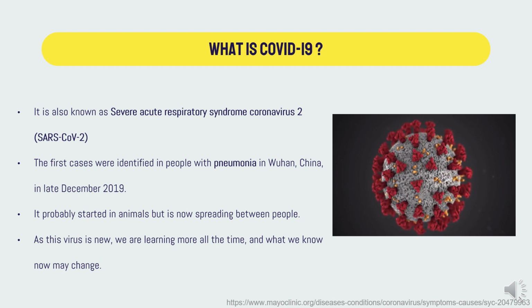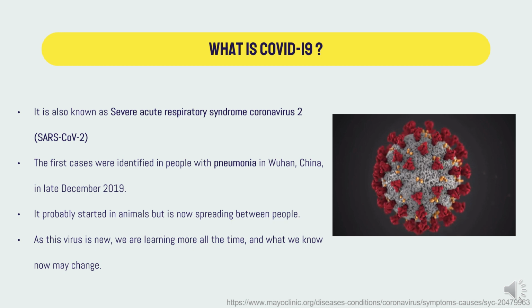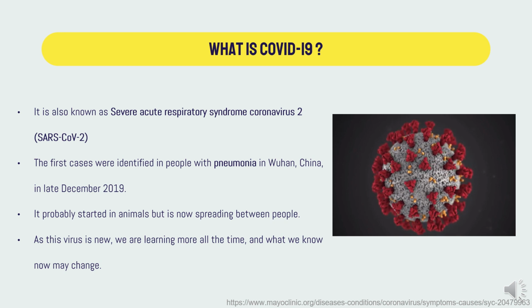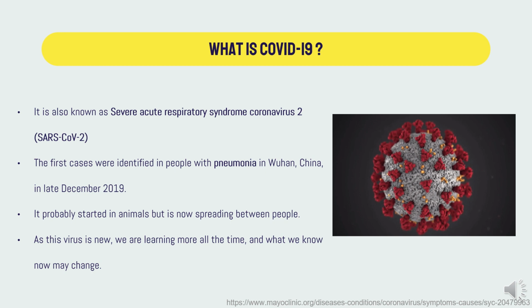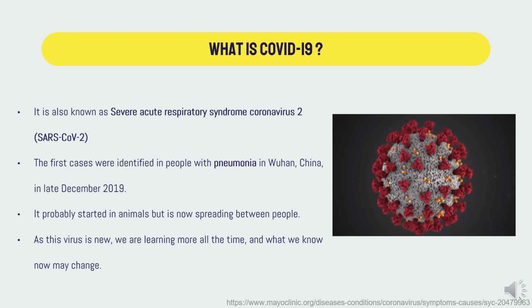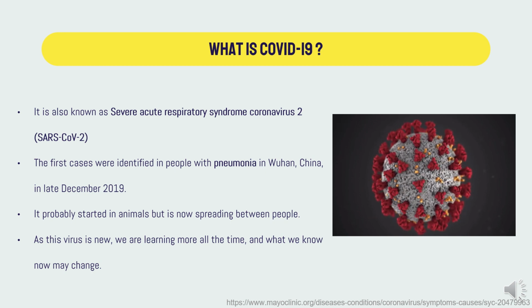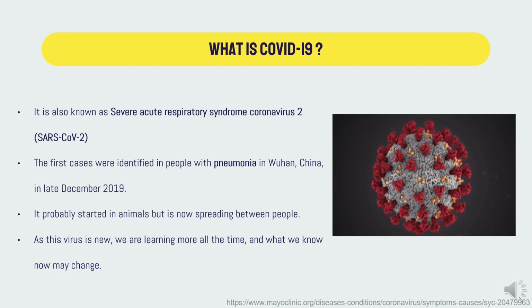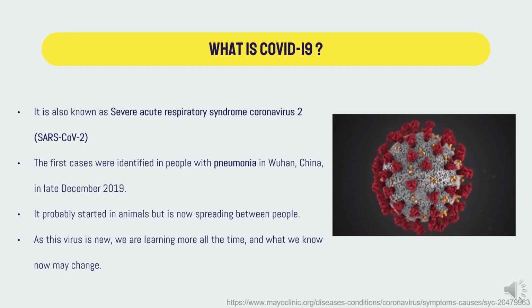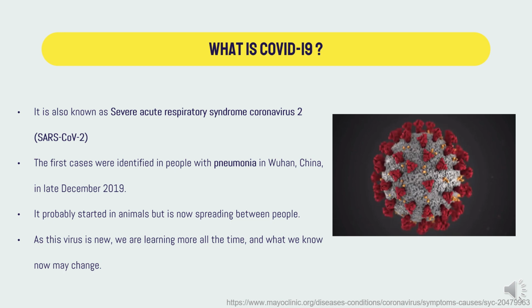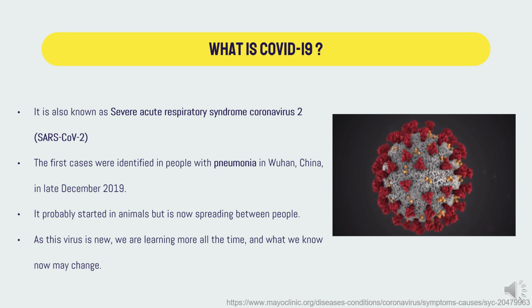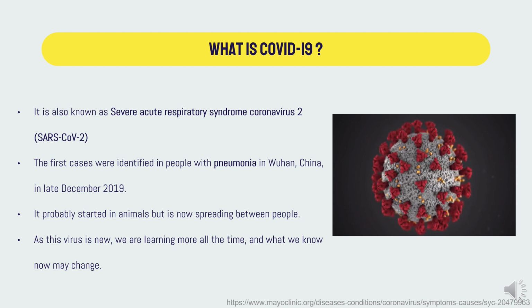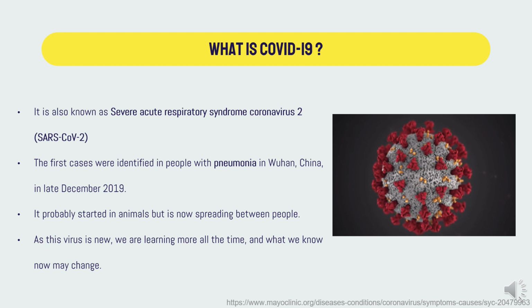So the virus that causes COVID-19 is a coronavirus. Coronaviruses are a large, diverse group of viruses, and you need powerful microscopes to be able to see them. Coronavirus means crown. And as you can see on this slide, the virus looks like it has a crown around it. That's how coronaviruses got their name. It is also known as severe acute respiratory syndrome coronavirus 2, SARS-CoV-2.